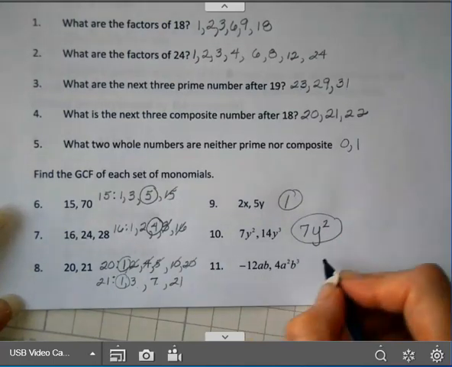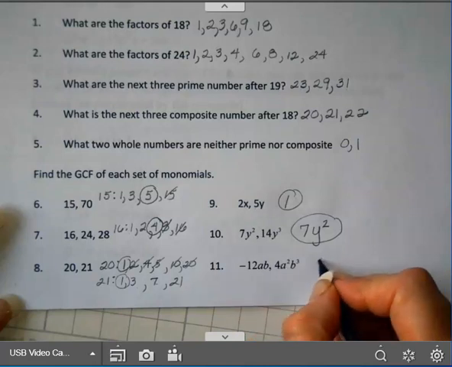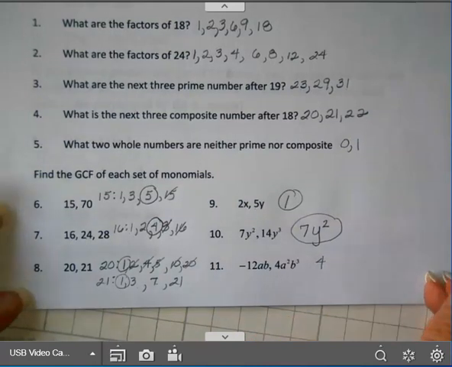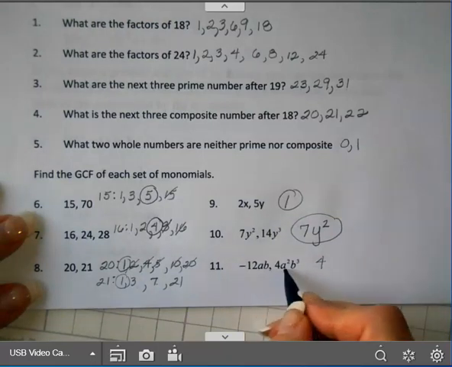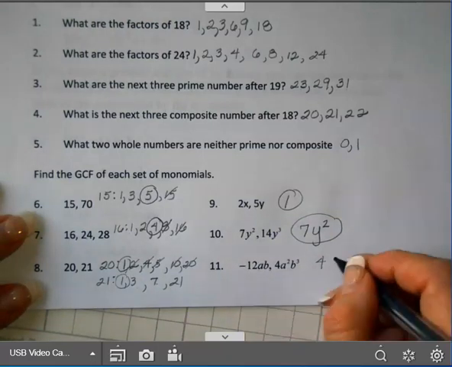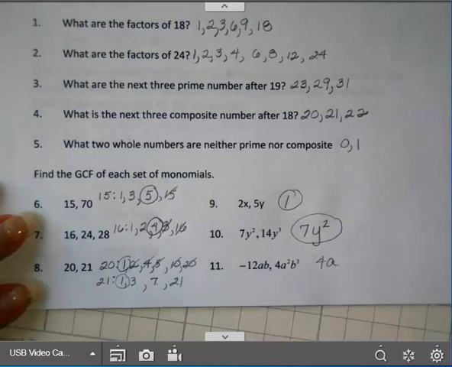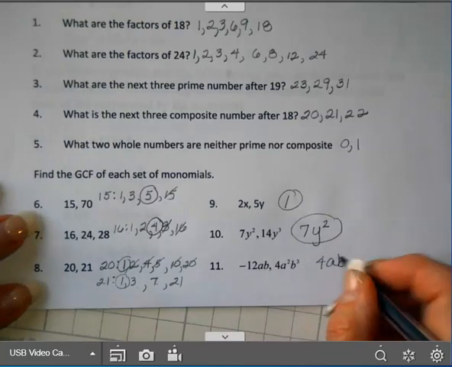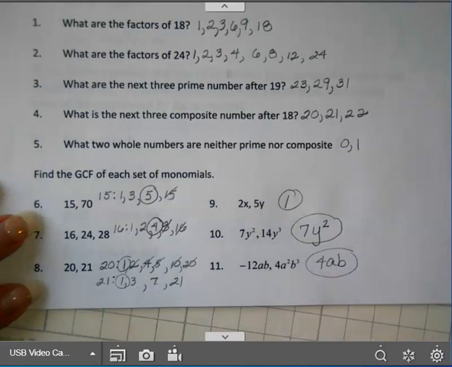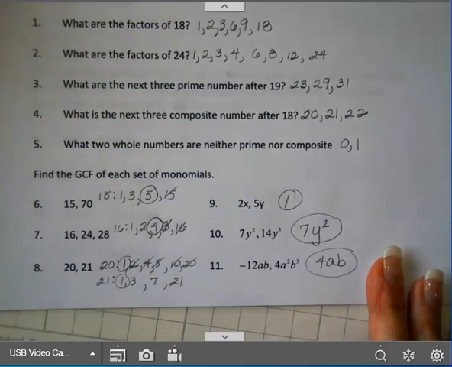And then on the next one, 4 is the number that they have in common. 4 goes into 12 and 4 goes into 4. This has 1 a, this has a squared. So they have an a in common. The factors are fewer, so they only have 1 a that they have in common. And then they also only have 1 b that they have in common. And so that is my greatest common factor. We are done with the notes.